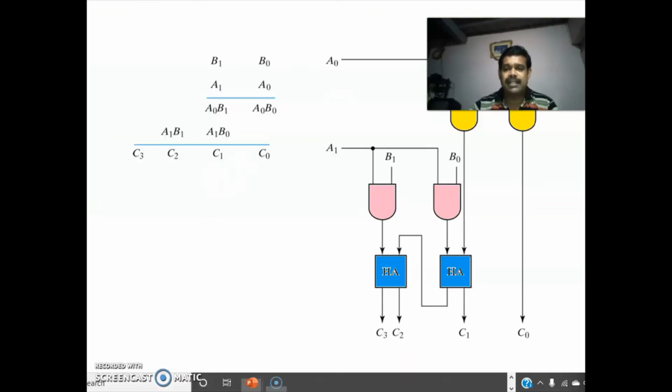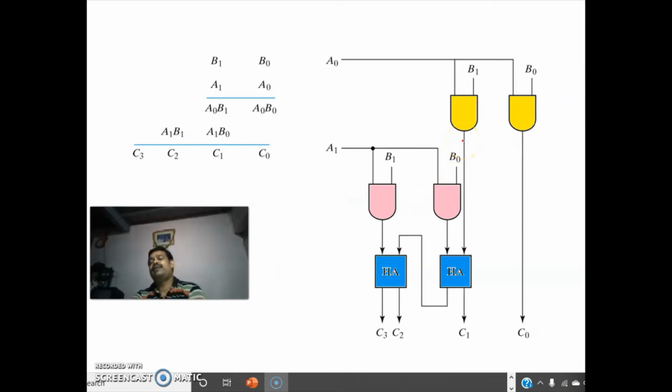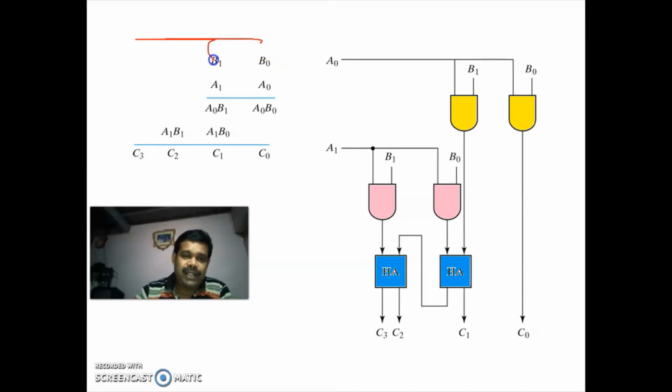This is the circuit for your 2-bit multiplier. So we are multiplying B1 B0 with A1 A0, and we are getting the partial product, and this is nothing but our final product, which is having 4 bits.